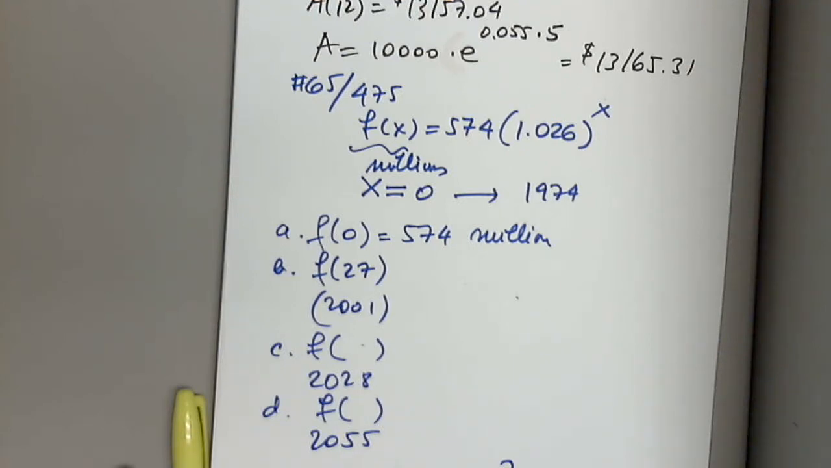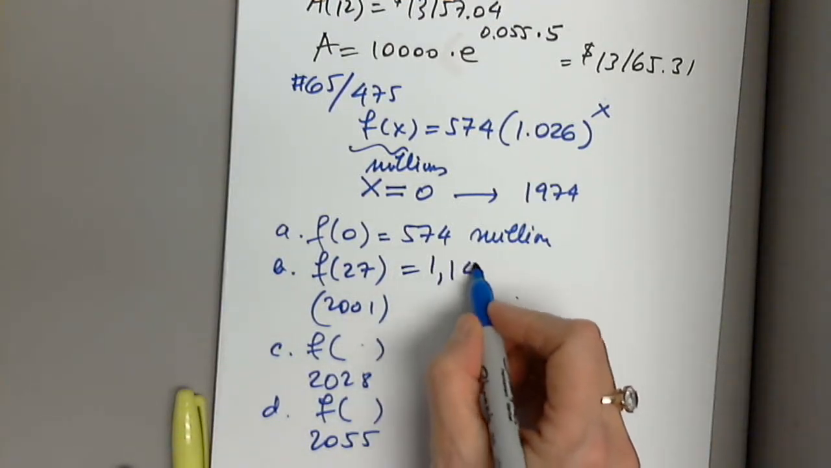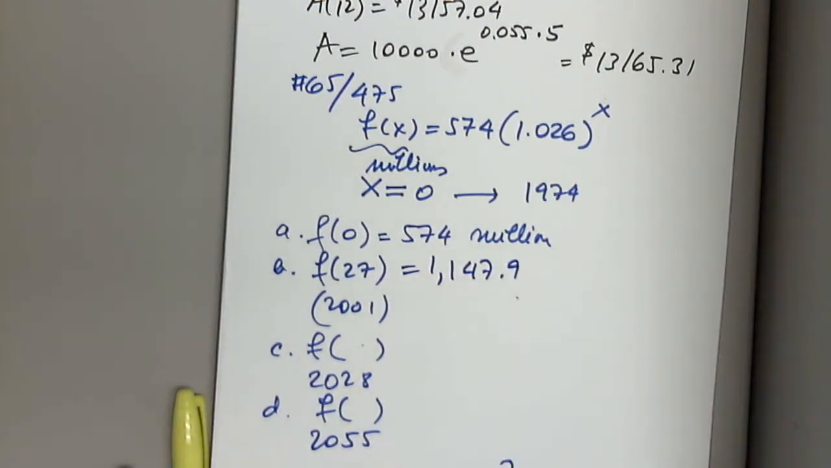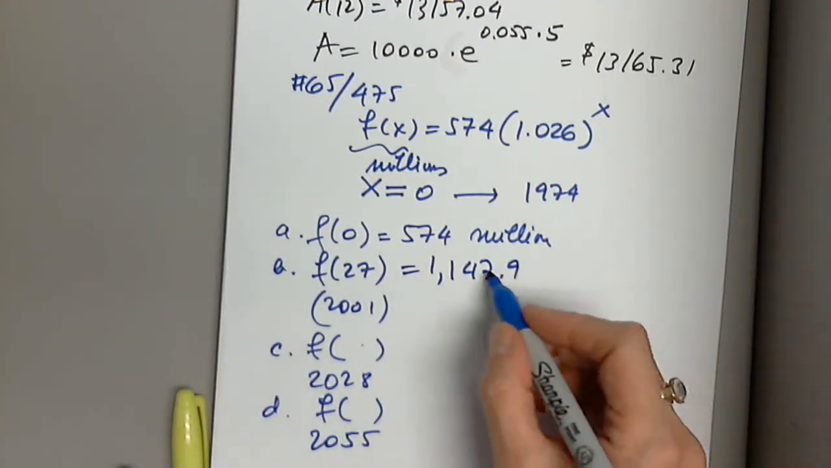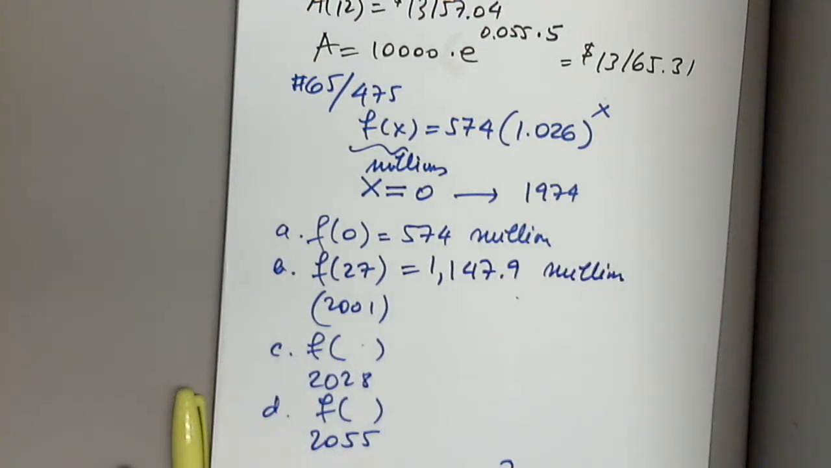So 1 billion, right? It was millions. 1,147,900,000. So 1,147,900,000 millions if you want, but that's billions. Million. Okay, now we want in the year 2028.